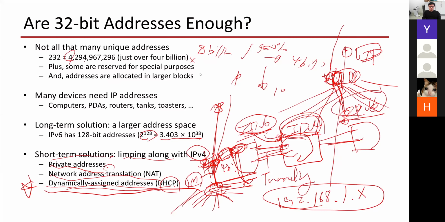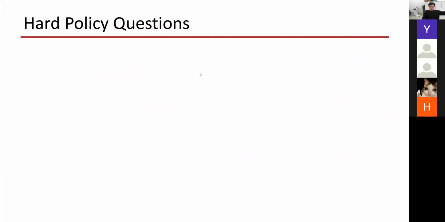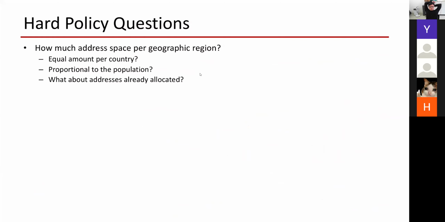We are using this. Okay, so a hard policy question: how much address space per geographic region? How can we divide it? What is the right way to do it? So for class A, who's giving to whom? By the continent? By the country?